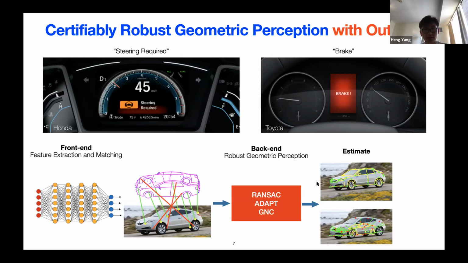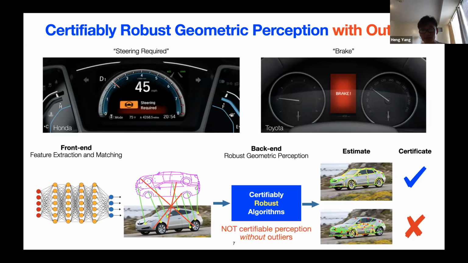What certifiably robust geometric perception does is replace RANSAC, ADAPT, or GNC with algorithms that can actually certify these estimates. It will not only compute an estimate, but also give you a certificate of when the estimate is correct and when it is not. I also want to stress, as also stressed by Luca and TJ, that these certifiably robust algorithms are significantly different from certifiable perception without outliers. As I will show soon, they differ in two main aspects.